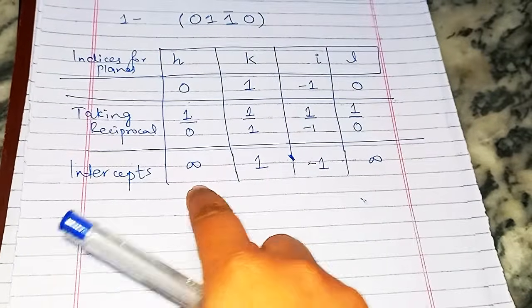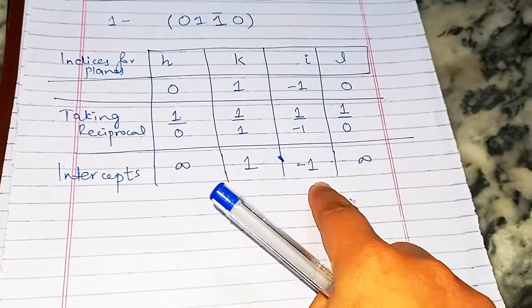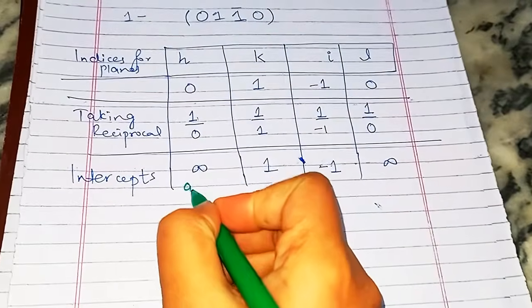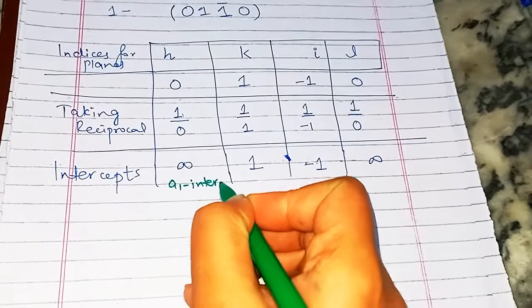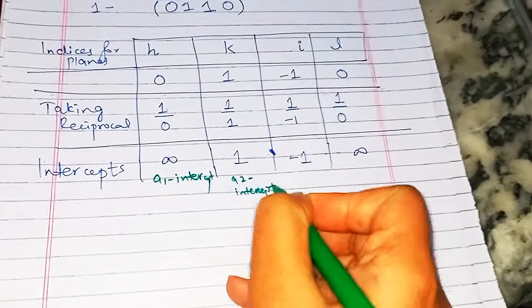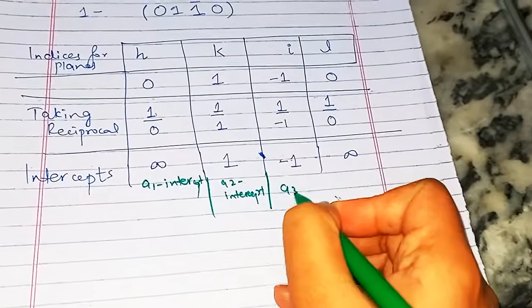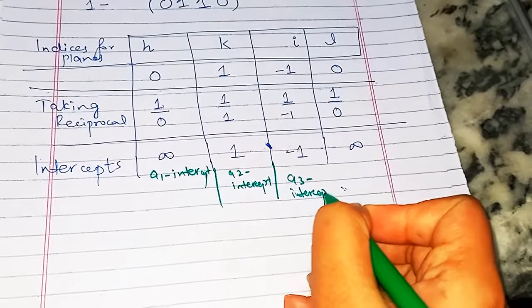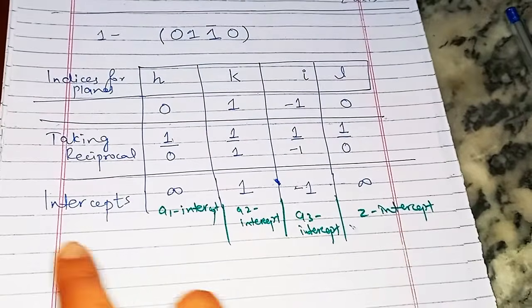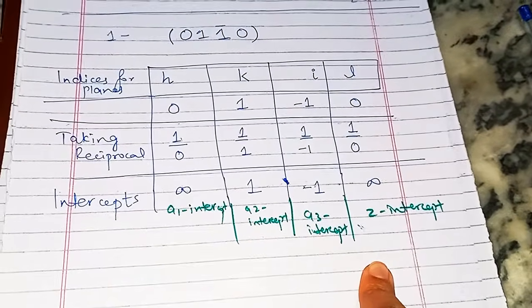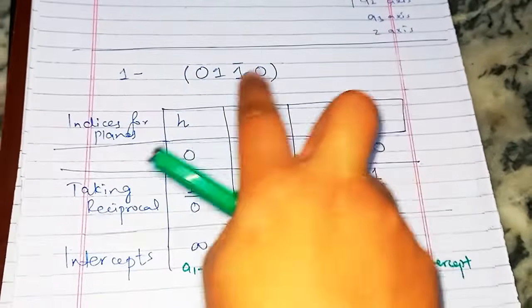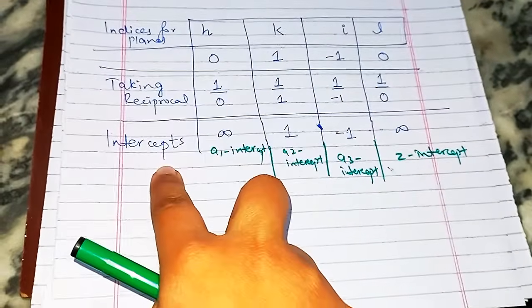This is the A1 intercept, this is the A2 intercept, this is the A3 intercept, and this is the Z intercept. You can write it down here. That was all the calculation we need to perform in every case for the 4-index system. You have to find the reciprocal and you will get the intercepts.